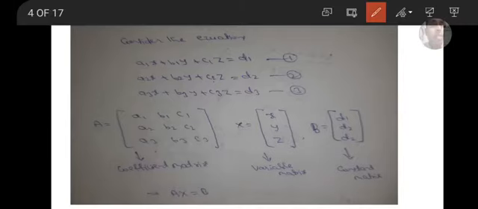What is Cramer's rule? How to solve the equations. Consider the equations a1x plus b1y plus c1z equal to d1, a2x plus b2y plus c2z equal to d2. Second equation, a3x plus b3y plus c3z equal to d3. Third equation. We have to solve these linear equations for x, y, z. To solve, we have to find the x value, y value, z value by using the matrix method.